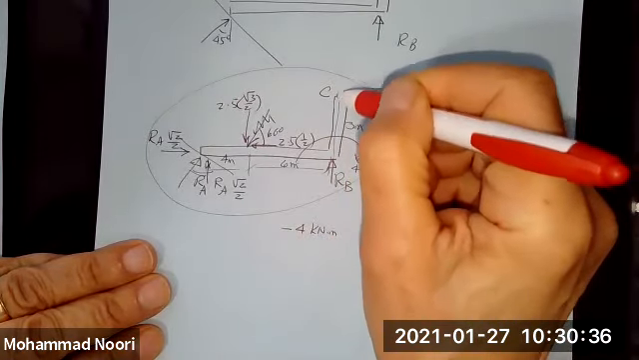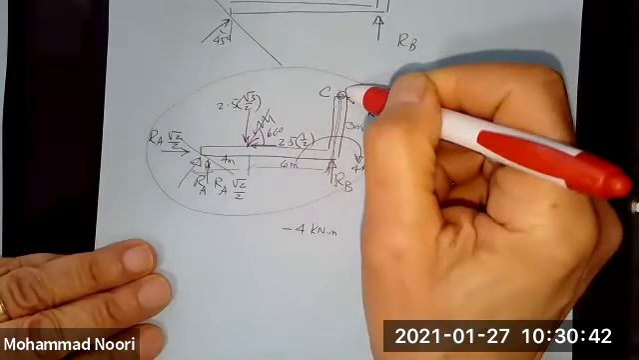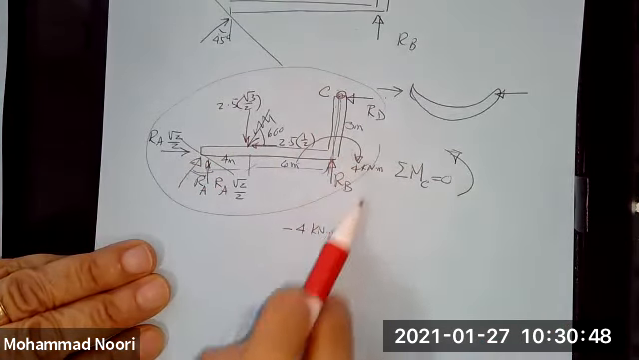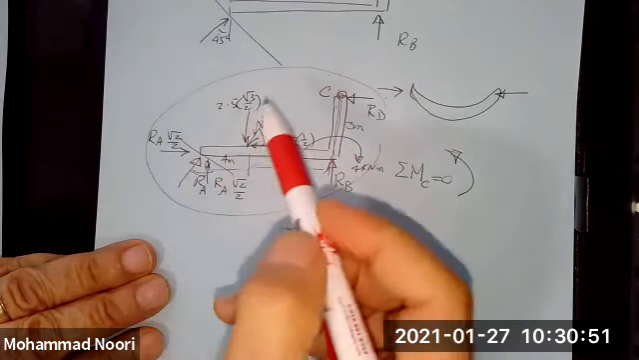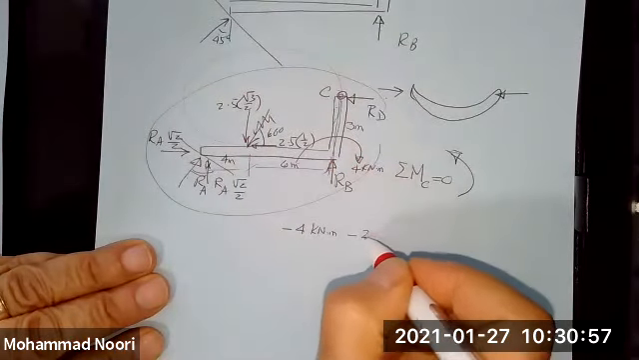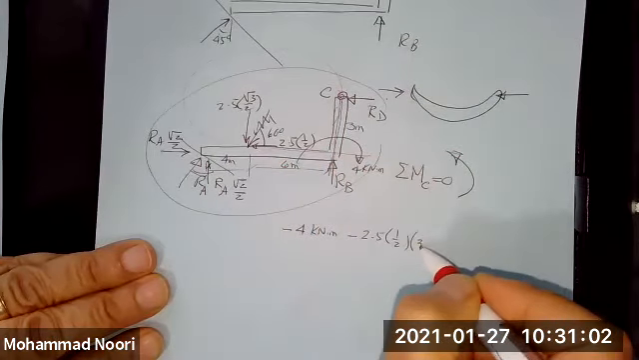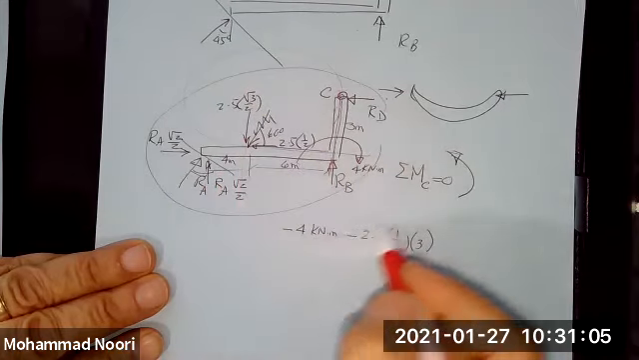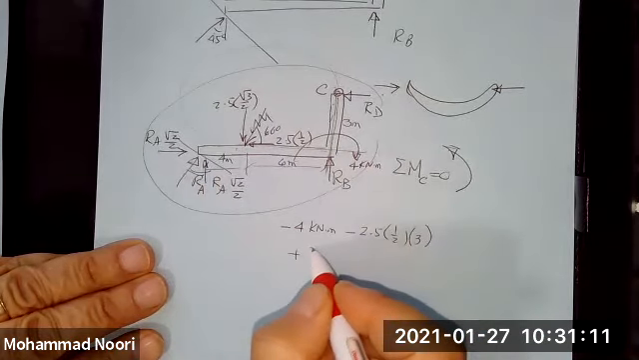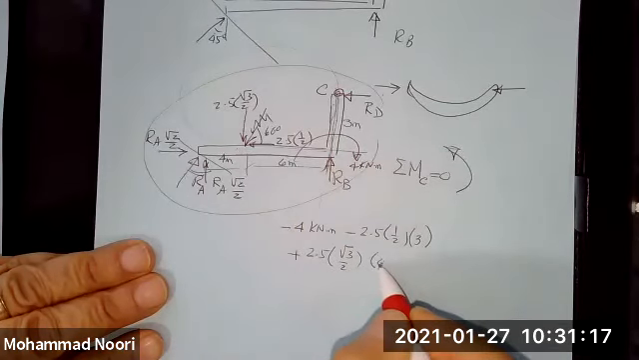The reason I took summation of moment about point C was to get rid of these two unknowns. So I have only this, and of course, this is the applied load, so I have negative 4 kilonewton meter. Then you have the moment of this force, which will also be negative, so I have negative 2.5 times 1/2 times this vertical distance, 3. The moment of this force about this point, with this vertical distance, will be positive. So you have plus 2.5 square root 3 over 2 times 6.